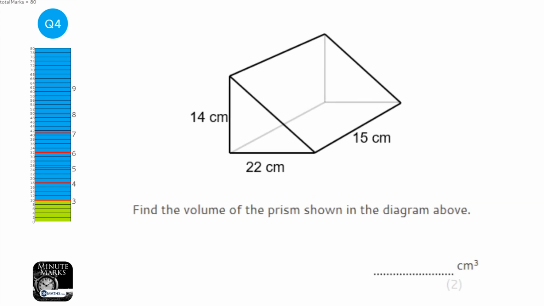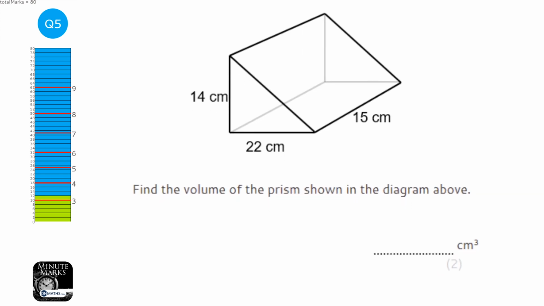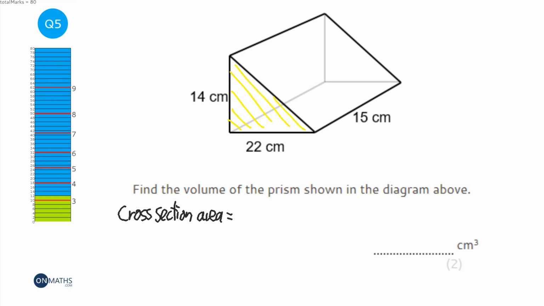So to work out the volume of a prism, we work out the area of the cross-section and we times it by how 3D the shape is, which we call the length. So we're going to work out first of all the cross-section area. Now the cross-section is a triangle. So the formula for a triangle for area is half times base times height.